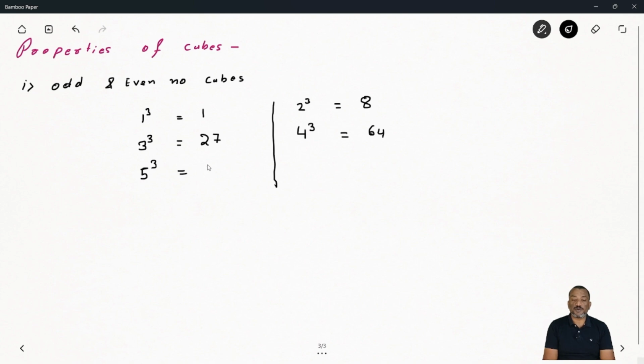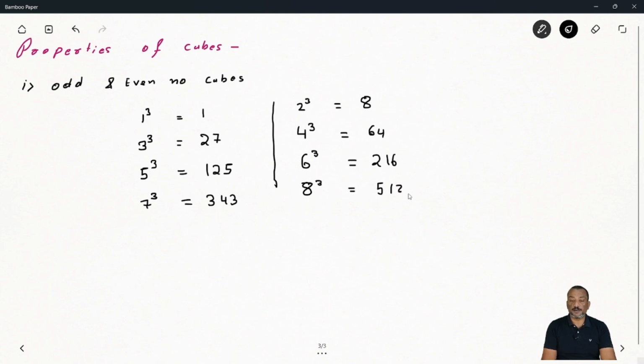So 5 cube you are getting 125. Now 6 is an even number, so 6 cube you can see you are getting 216. Now same way you can see 7 cube, so 7 cube you are getting 343. Okay. Now 8 cube, you are getting how much?